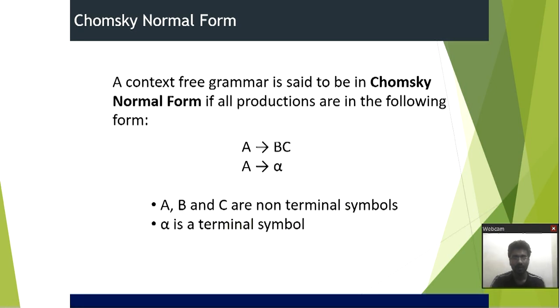Now let's see what Chomsky normal form is. A context-free grammar is said to be in Chomsky normal form if all productions are in the following form, that is A goes BC or A goes alpha, where A, B and C are non-terminal symbols whereas alpha is a terminal symbol.